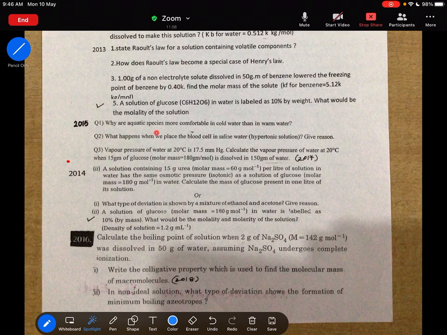Next, why are aquatic species more comfortable in cold water than in warm water? In warm water, the amount of dissolved oxygen will be less. So you have to explain in terms of KH value. As KH increases, solubility decreases. So you can say in warm water, KH of oxygen will be high. KH is higher, that's why solubility is lower. So you have to explain.